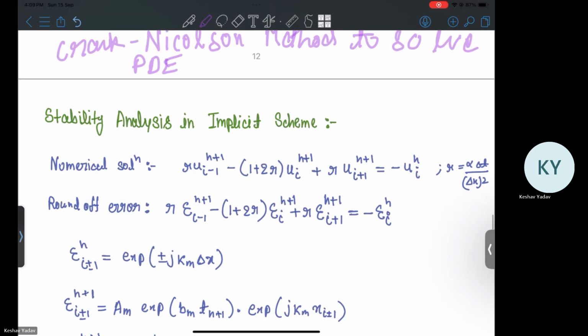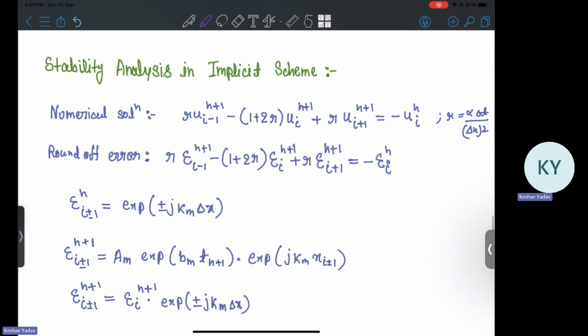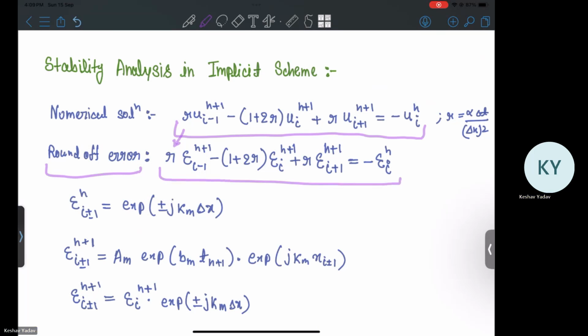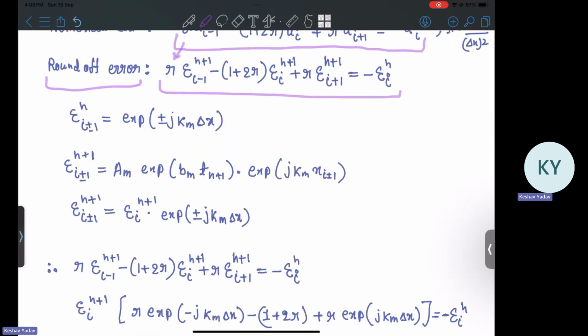Now, the stability analysis that we have seen, for what case? We have seen it for the explicit scheme. Similarly, we can see it for the implicit and Crank-Nicolson scheme. Okay. So if we go for the implicit scheme, this is the difference equation. So this u will be replaced by, if I write the random error epsilon, this u will be replaced by epsilon. Okay. Now you use the same formula to get this.